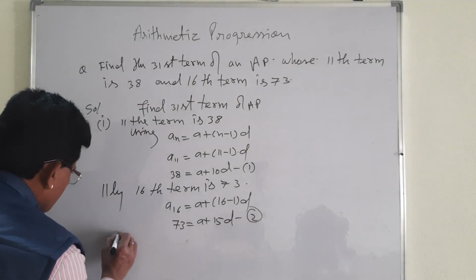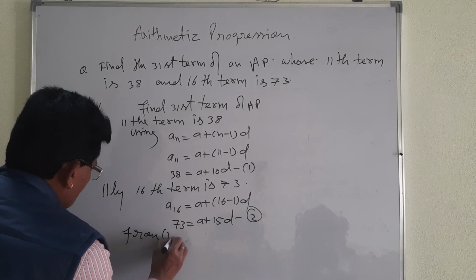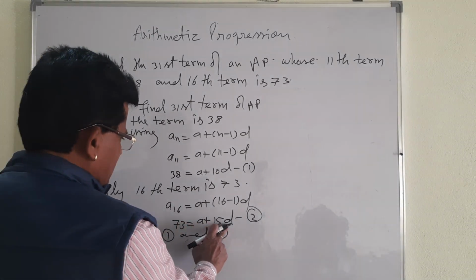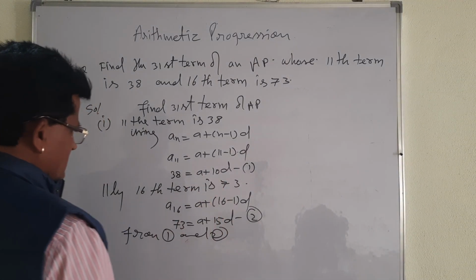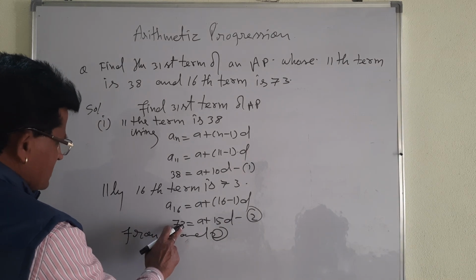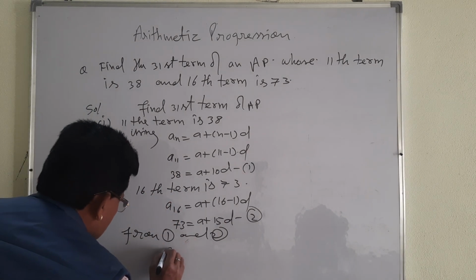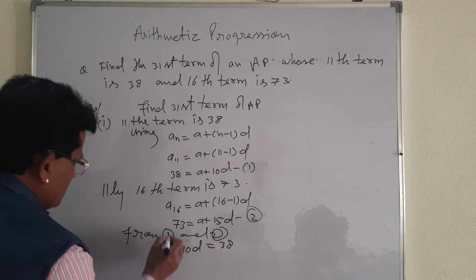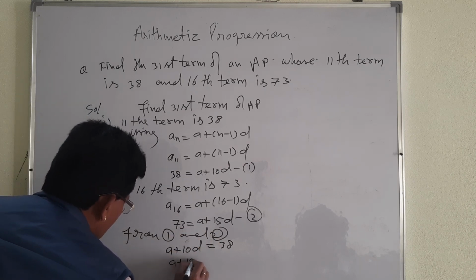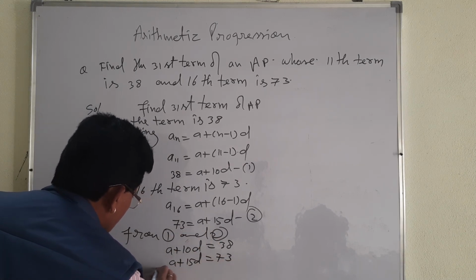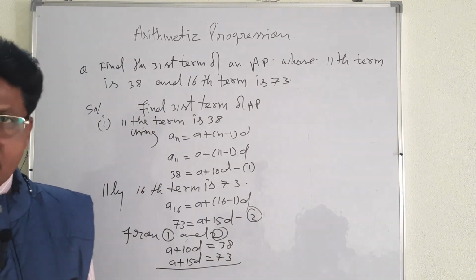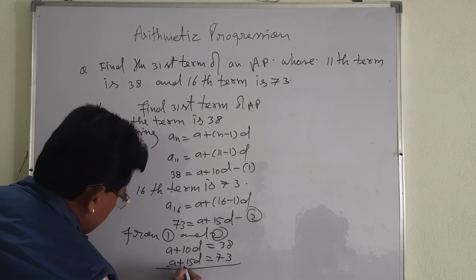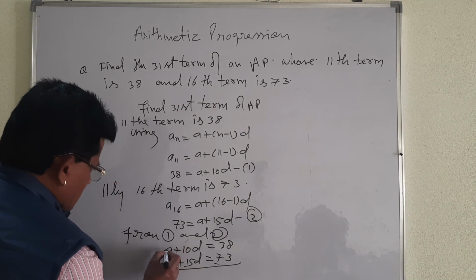From 1 and 2, A plus 10D will be equal to 38, that is equation number 1. And A plus 15D will be equal to 73. Similar kind of solution. The elimination method you will have to use. Change the sign. This is positive, that will be negative.